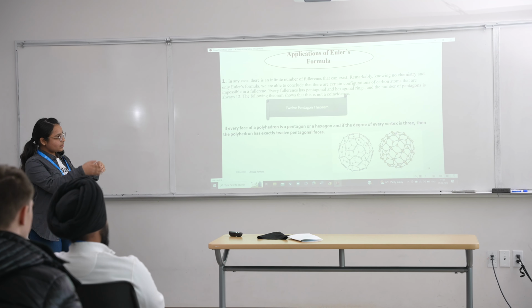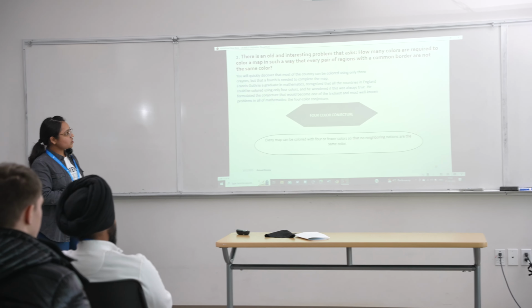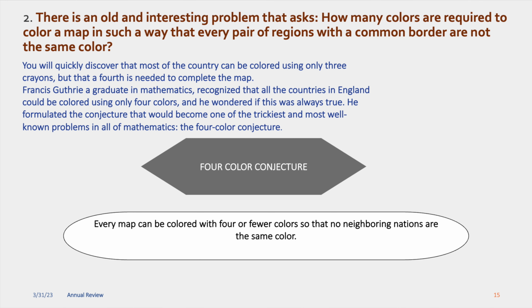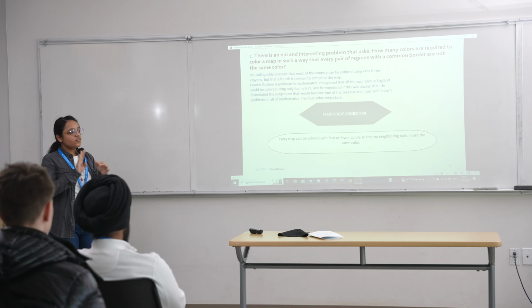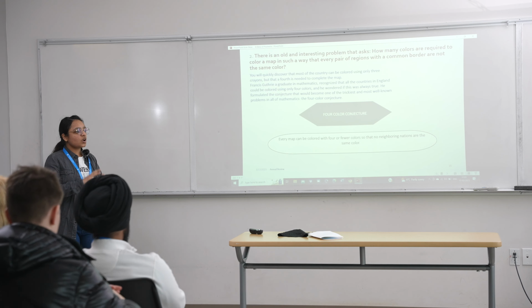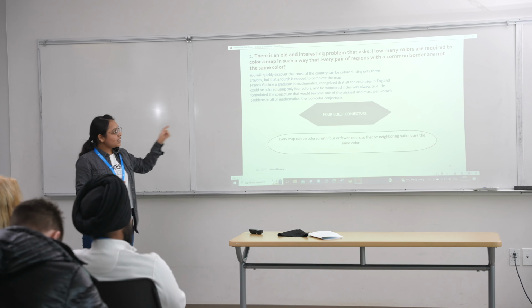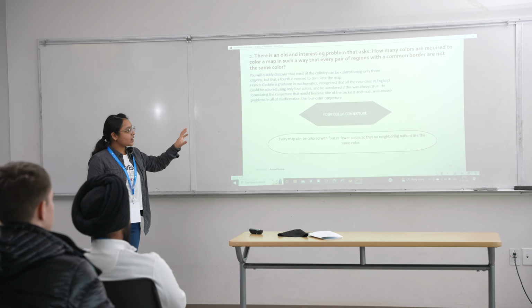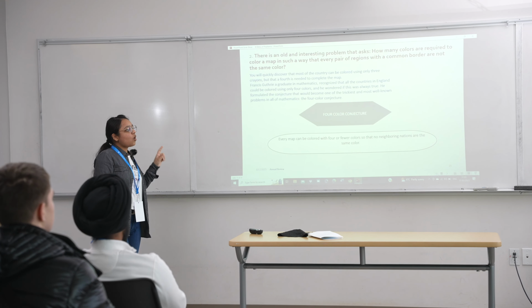And the other famous application is, there was an old and interesting problem that asked how many colors are required to color a map in such a way that two neighboring countries sharing a common border do not have the same color. And it was discovered that we require just 4 colors to complete a map in such a way. And this came to be known as the 4-color conjecture, which again used Euler's formula.